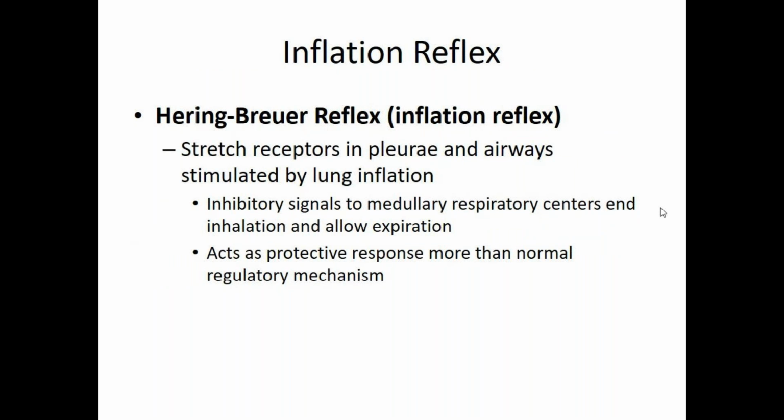The other big reflex here for us is Hering-Breuer. Hering-Breuer, sometimes called the inflation reflex. This is going to be something that is in relation to stretch for the lung itself.